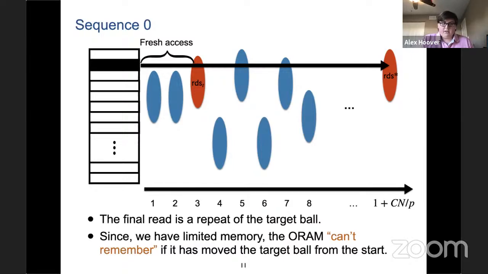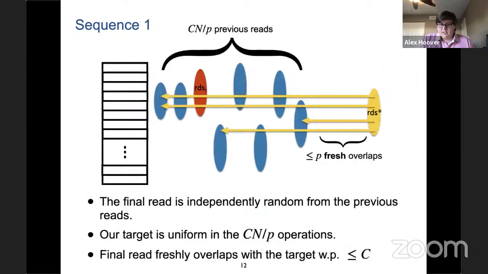But I can't cover it here. And in the second sequence, this final read is random and independent of the target that we select from the previous reads. And so each of these physical cells can be accessed for the first time at most once. So it can only freshly overlap with at most P previous reads. And so if we pick enough previous reads to randomly select the target in, then the final read is going to freshly overlap with the target with a probability at most C, which is like 1/1,000.